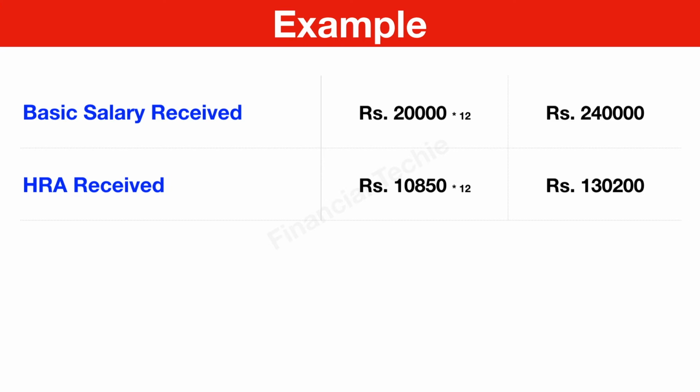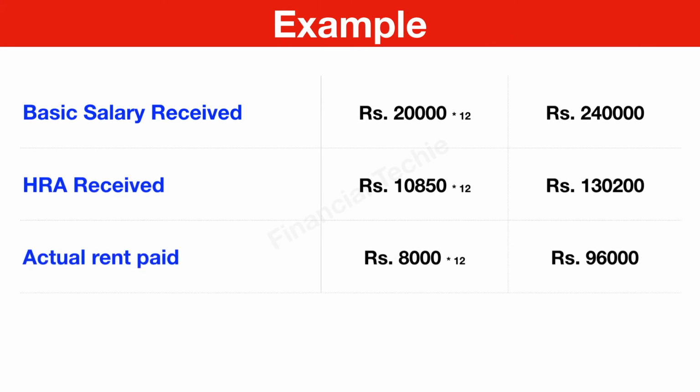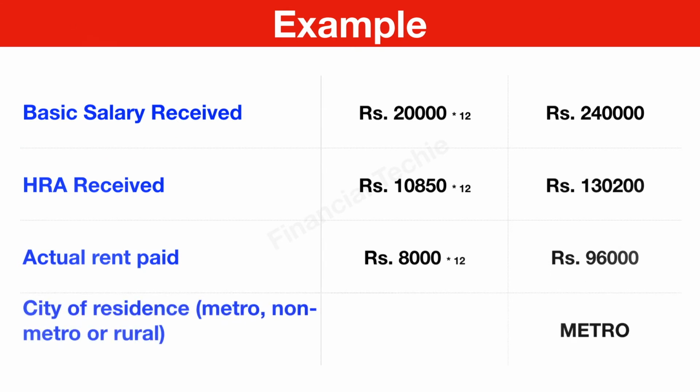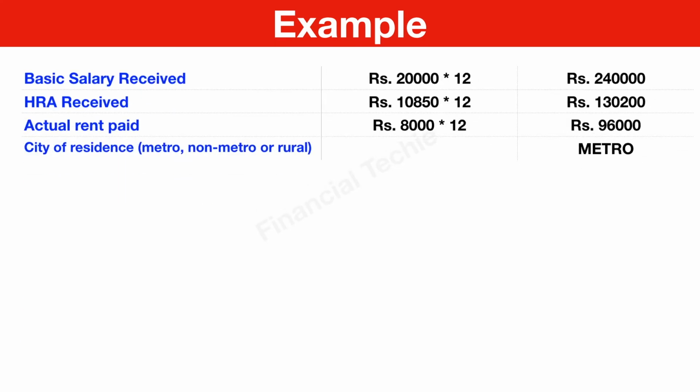And the actual rent he has paid per month is 8,000 rupees. So when we multiply 8,000 by 12, we will get how much he would have paid as rent at the end of the year. It comes around 96,000. In case the actual rent paid by you goes more than 1 lakh, it is mandatory to submit the PAN number of your landlord. Ravi is living in Delhi, so the city of residence for him would be metro. In case he is staying outside Delhi, Mumbai, Calcutta, Chennai, then the city of residence would be non-metro.